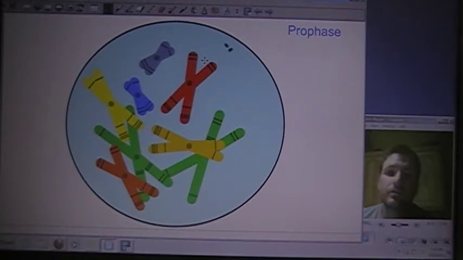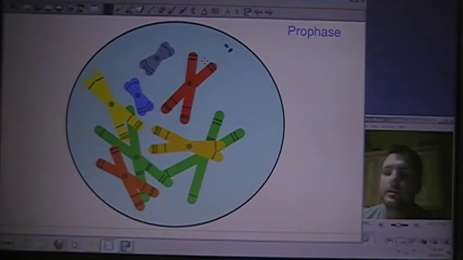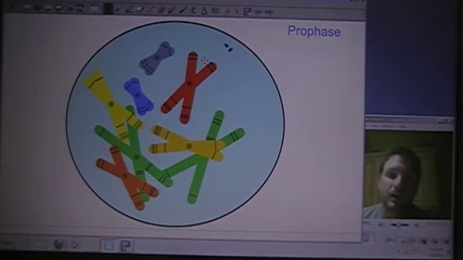Now we move into the second phase of mitosis, which is prophase. Now in prophase, we notice that these two little spindles start to appear, and these are going to be very important in the pulling of the cell apart. At first, all the paired chromosomes that are all copies will start to move towards the center, or the equator in this instance.